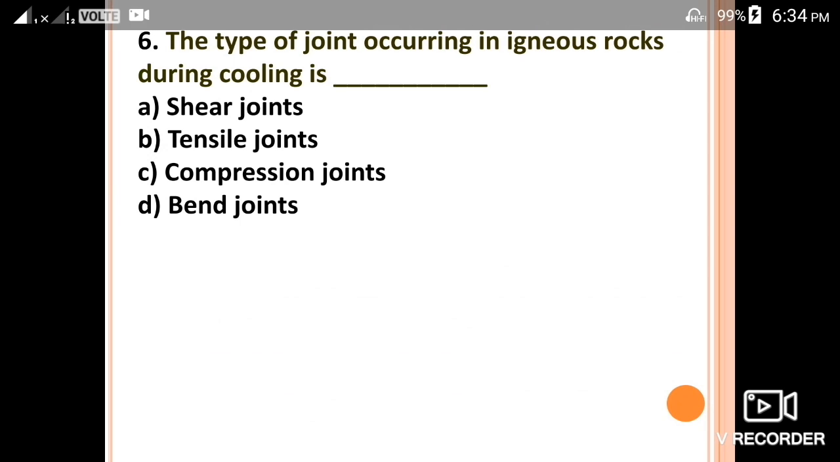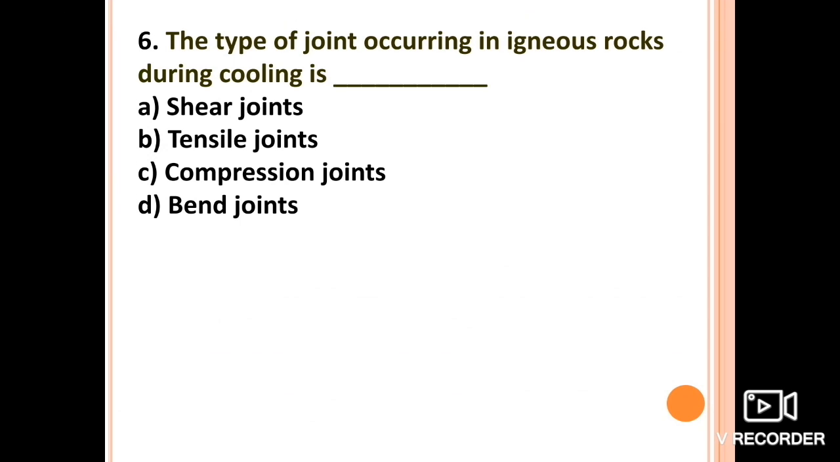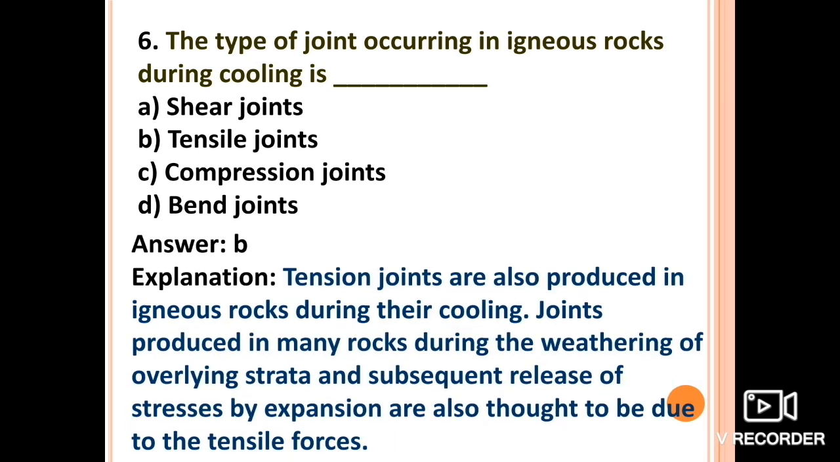So next question is the type of the joints occurring in igneous rocks during the cooling: shear joints, tensile joints, compression joints, or the bend joints. So they are known as tensile joints. Okay, tensile joints, they are also produced in igneous rocks during their cooling.